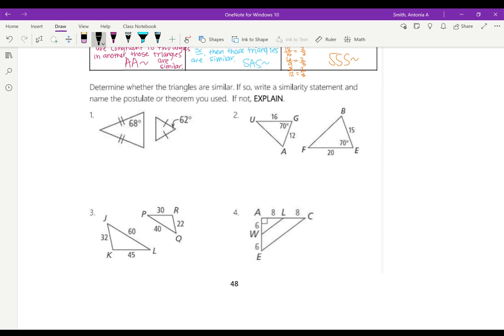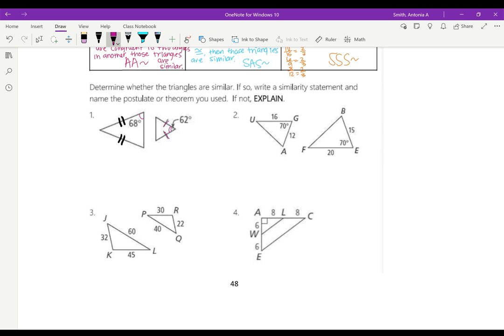So this first one, we have that this bigger triangle, we know that this pair of sides and this pair of sides are the same. And in my smaller triangle, I know that this side and this side are the same. I know that this angle is 68 and this one is 62. I don't know if two angles are the same because I have 68 and 62, so I can't use angle-angle similarity. And I don't really know much about my sides compared to each other because they didn't give me any distances.